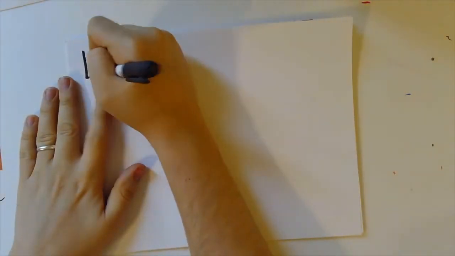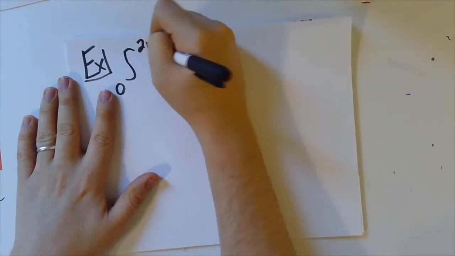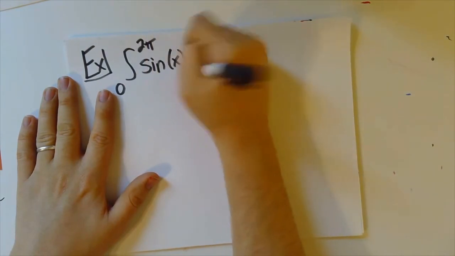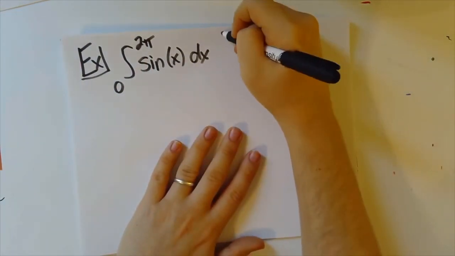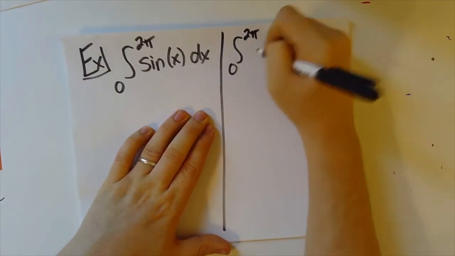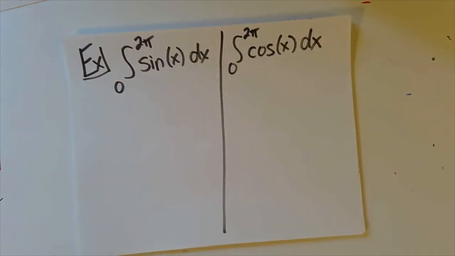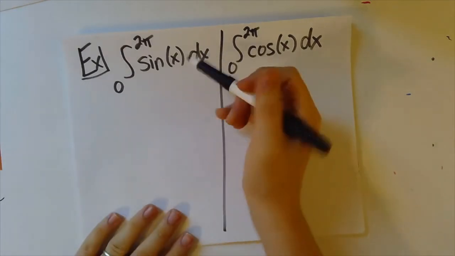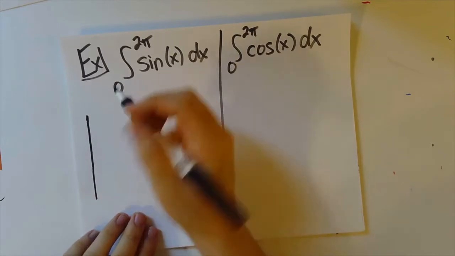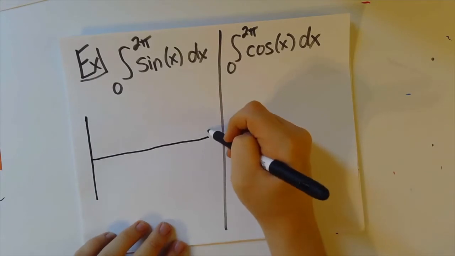So let's talk about something involving a trig function. So let's talk about the integral from 0 to 2 pi of sine of x dx. And we'll also talk in this about the integral from 0 to 2 pi of cosine of x dx. Okay, so I want to go ahead and draw the graphs associated with these. So here's the graph of sine of x going from 0 to 2 pi.